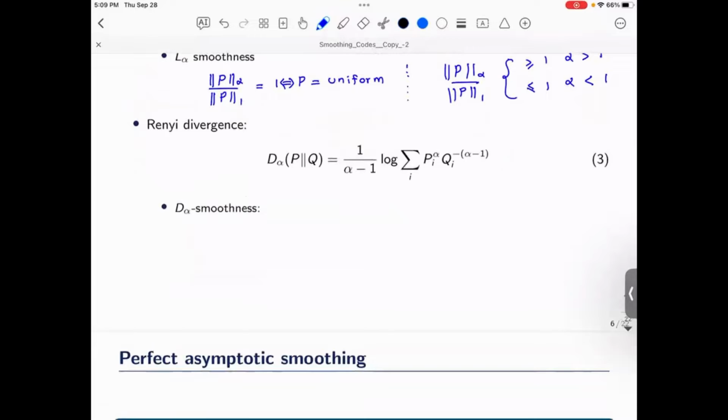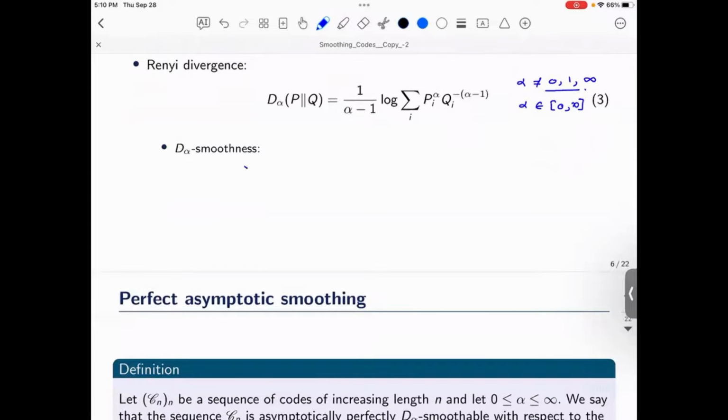Okay, another way of capturing uniformity is through D alpha smoothness. This definition is based on the alpha Rényi divergence. Alpha Rényi divergence is given here. Actually, this is defined only for non-negative real values except 0, 1, and infinity. But the limit of D alpha when alpha goes to these values is well defined. So this quantity is well defined for all alpha in this range.